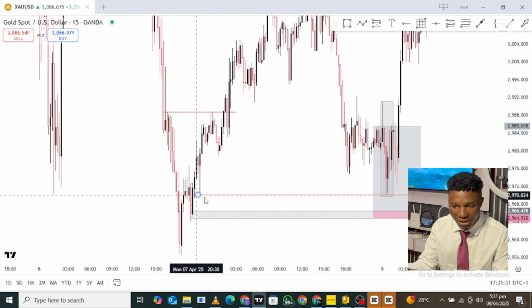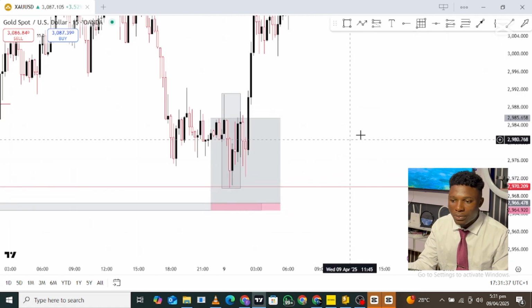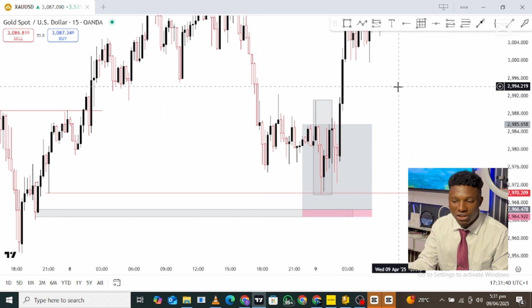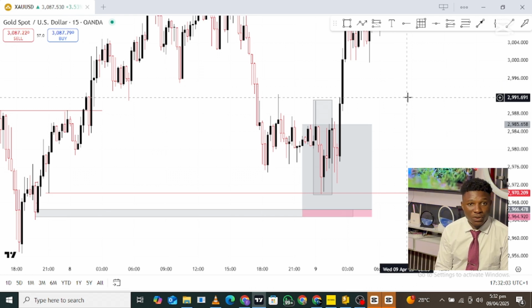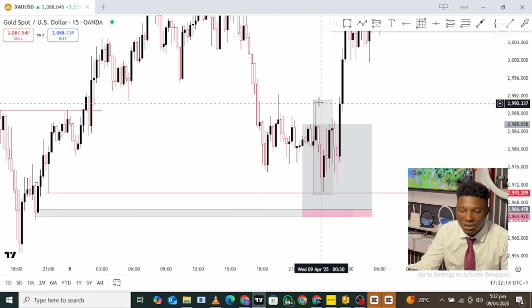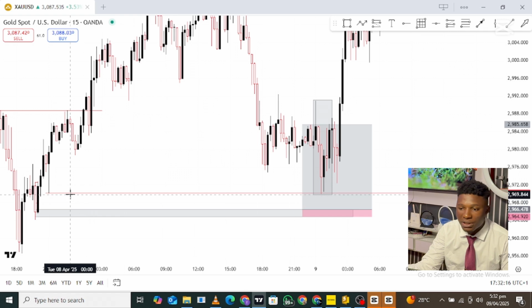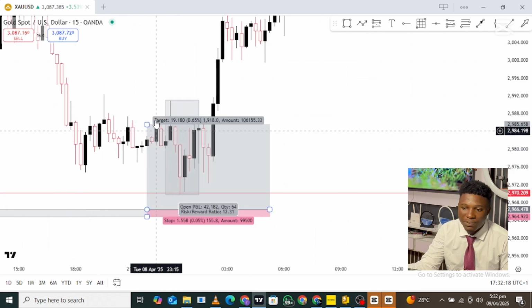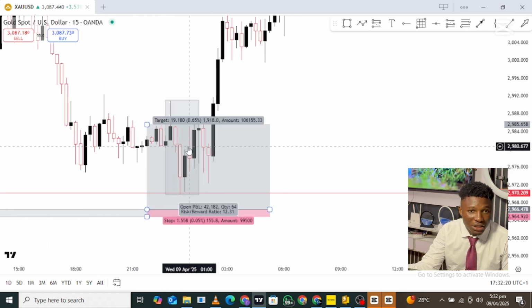This particular liquidity right here that I was anticipating for price to break out. You understand? Price ended up taking out the low, and then immediately after that, price ended up going in a bullish direction. So sometimes price is going to achieve a purpose of going to a particular direction, and once that purpose has been achieved, we have to study inside the range to find an opportunity to enter into the market.